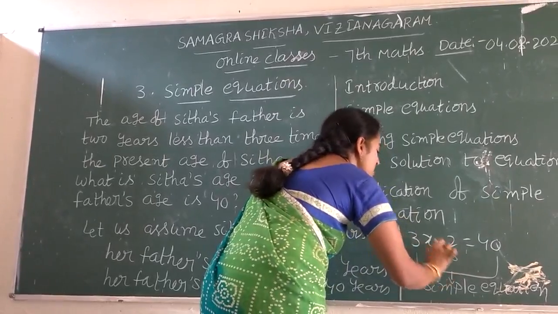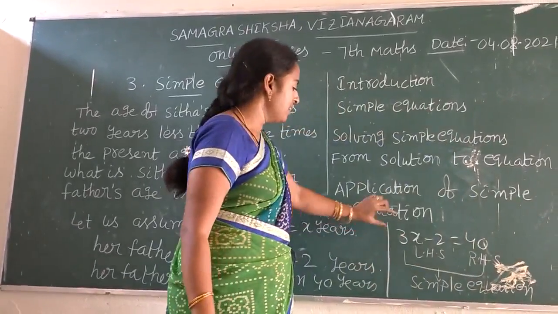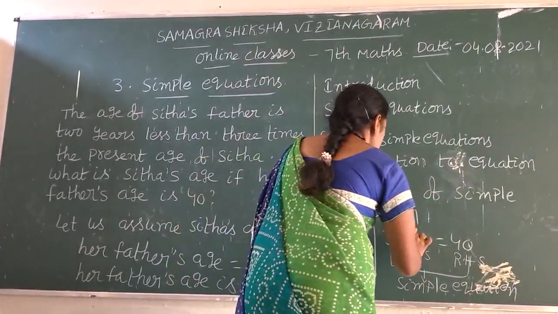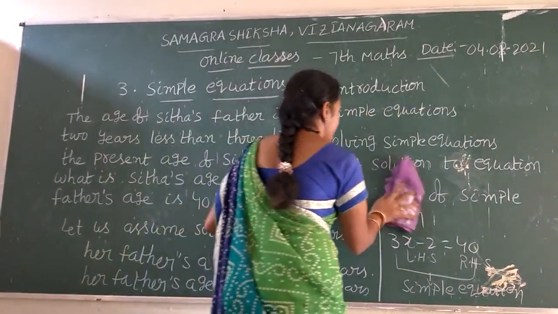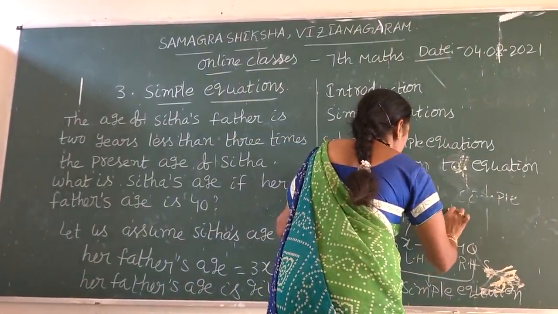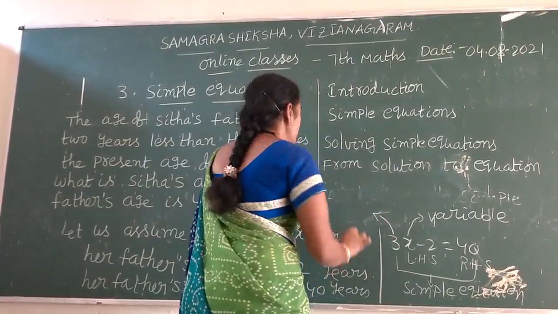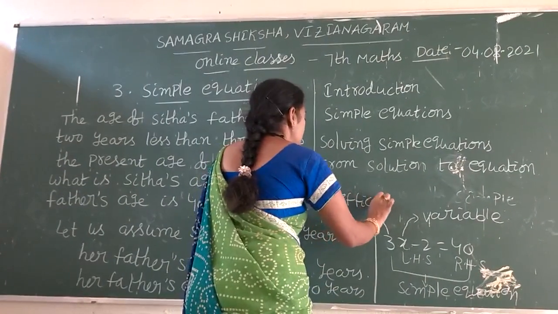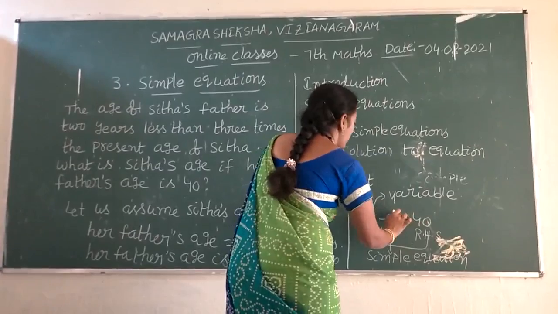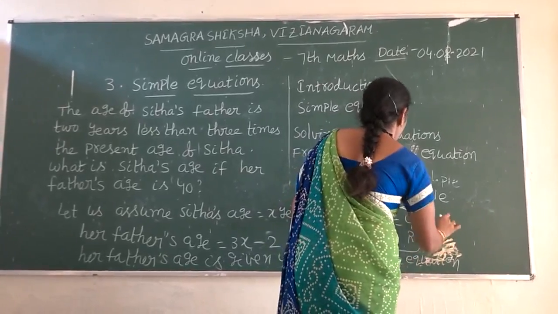The left hand side statement is said to be LHS. The right hand side statement is said to be RHS. And 3x is a variable term. Here x is the variable. In this variable term, 3 is said to be the coefficient. And 2 and 40 are said to be constants.